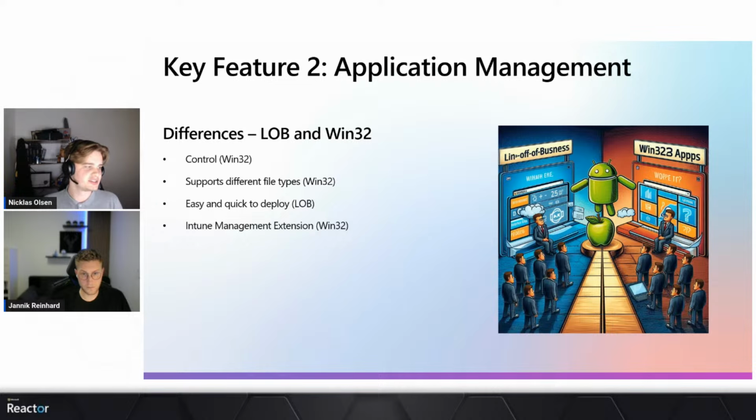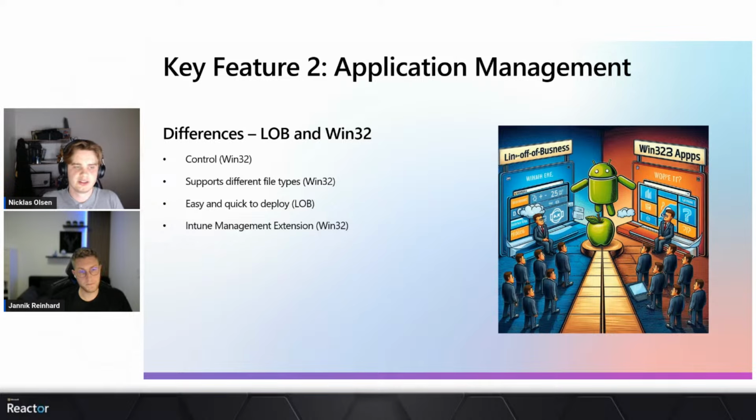But there are some things that you have to think about when you are thinking about using a line of business app or Win32 app. To start off with, the Win32 app uses the Intune management extension, which gets installed on your devices that are enrolled into Intune. But line of business app doesn't use the Intune management extension.